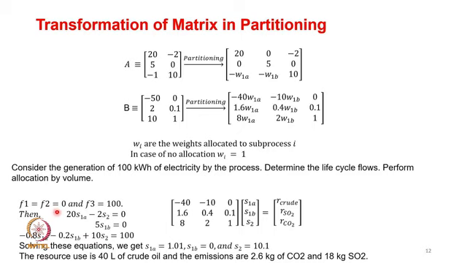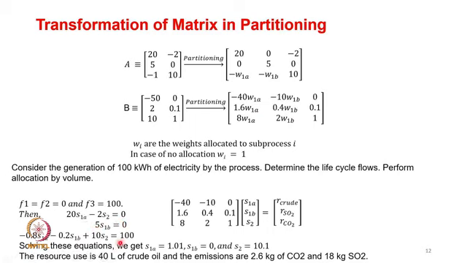So F1 is equal to F2 is equal to 0, and we solve this by means of this analysis, okay. And when we solve this, what we are going to get is S1A, S1B and S2, which are the fractions, or rather the coefficients corresponding to these, and it happens to be 1.01, this is 0, and S2 is again 10.1. So now what we can do is we can compute what this number is equivalent to.